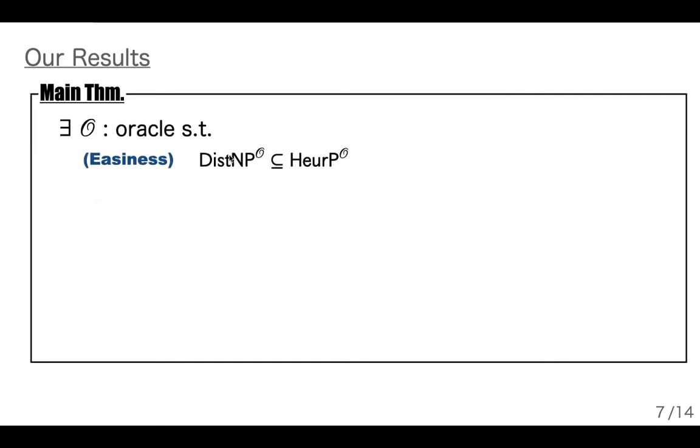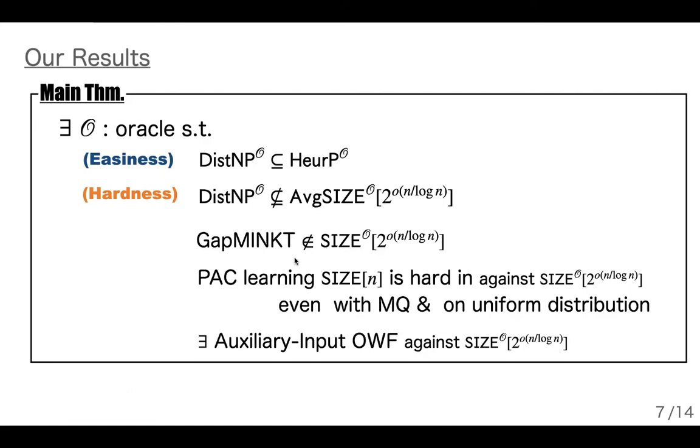Our main theorem is stated like this. There exists an oracle relative to which, on the easiness part, distributional NP is solvable on average in the error-prone setting, but on the hardness part, distributional NP cannot be solved in the errorless setting, even if we consider sub-exponential size circuits. And solving gap MKTP, a meta-complexity problem, or PAC learning is hard. And there exists an auxiliary-input one-way function.